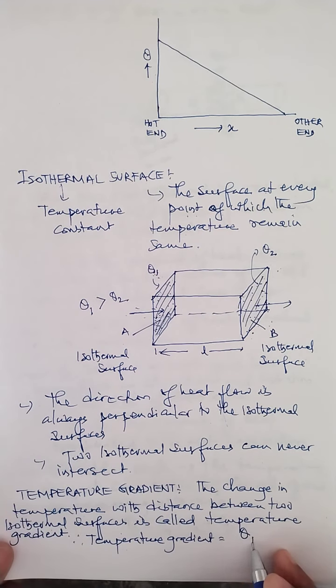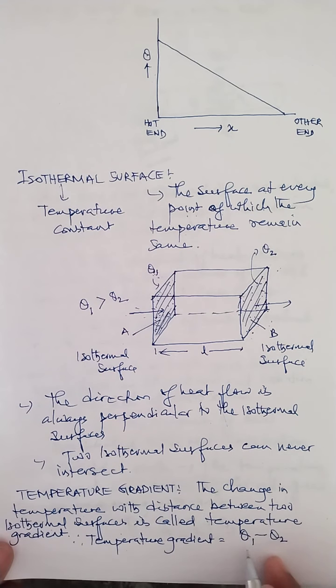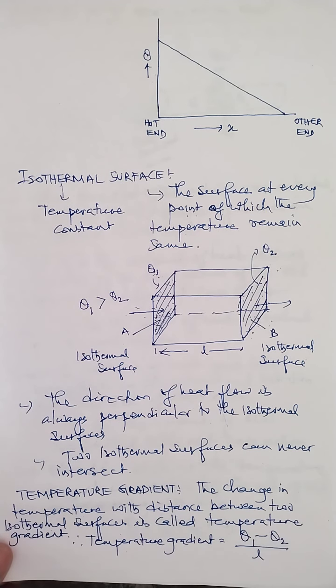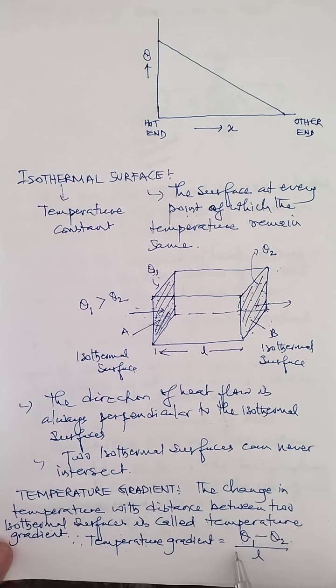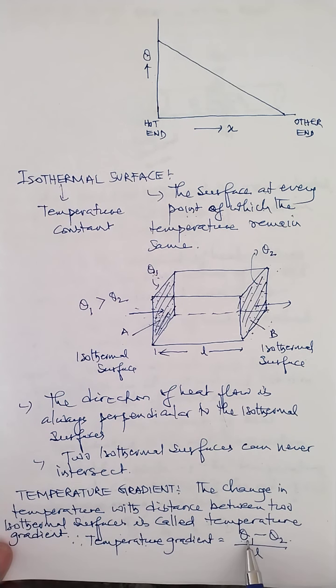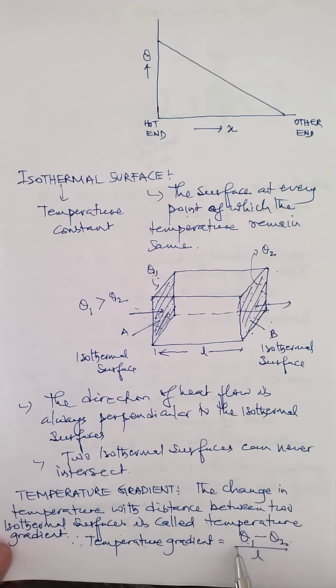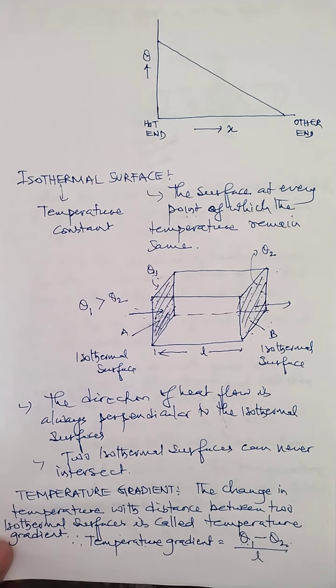So what is the temperature gradient? It will be θ1 minus θ2 by what? L. So look at the expression, children. Temperature gradient between these two surfaces is θ1 minus θ2 by L. Now why θ1 minus θ2? Because as I said, θ1 is greater than θ2. So this is the change in temperature divided by length. And this θ1 minus θ2 by L measures what gradient? Temperature gradient.